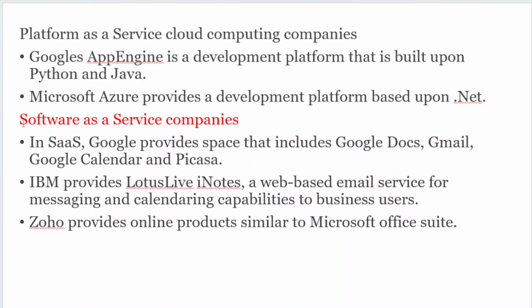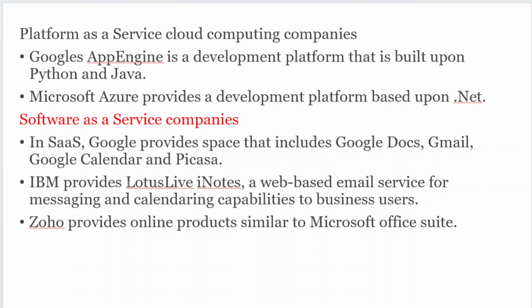If you take SaaS, what are the companies that provide it? Google provides a space which includes Google Docs and Gmail. We have a lot of applications: Google Docs, Gmail, Google Sheets, Google Calendar, Picasa, Jamboard, and Google Classroom.